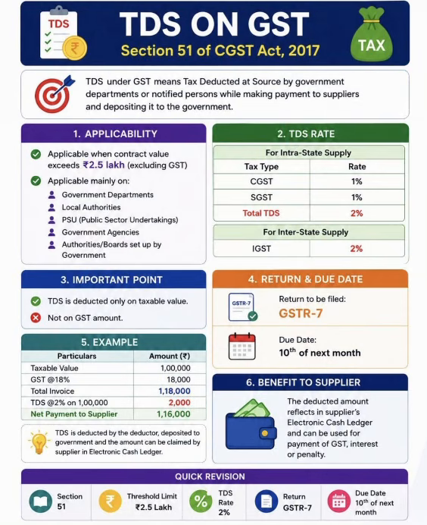Return benefit: the deductor files GSTR 7 and the due date is 10th of the following month. Deducted amount is reflected in the supplier's electronic cash ledger and can be used to pay GST, interest or penalties. Finally, we conclude that Section 51, threshold 2.5 lakhs, TDS rate is 2%, return GSTR 7, due date is 10th of next month.